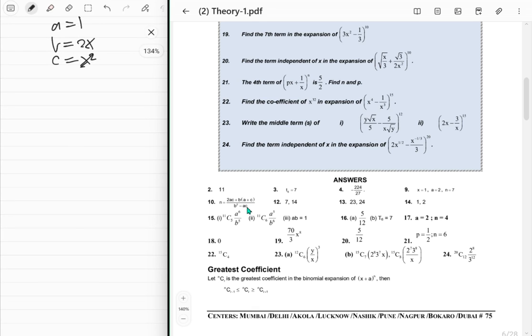So 2ac will just be 2x squared, plus b, which is 2x, times a plus c, which is 1 plus x squared, so 2x cubed. And that upon b squared minus ac. b squared is 4x squared, minus ac, so minus x squared, so 4x squared minus x squared is 3x squared. Look, this makes no sense. How can this be an integer?